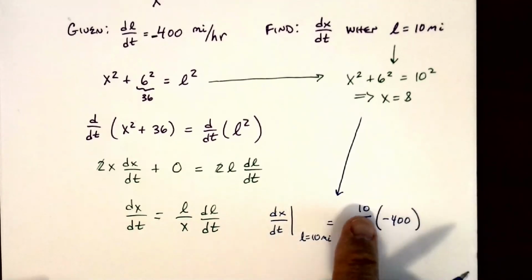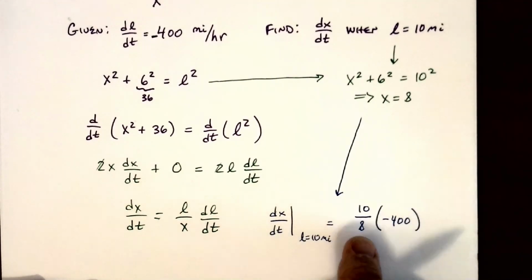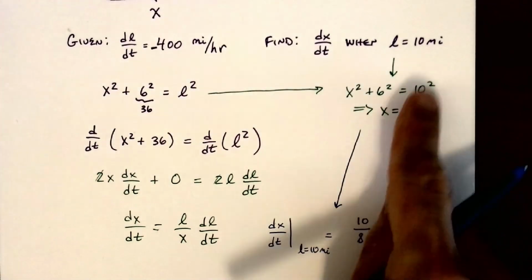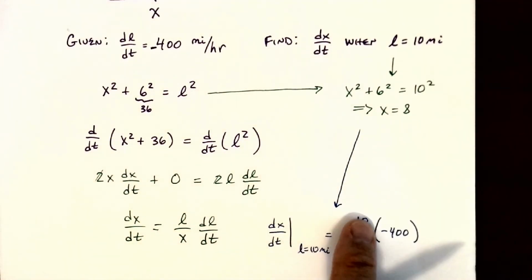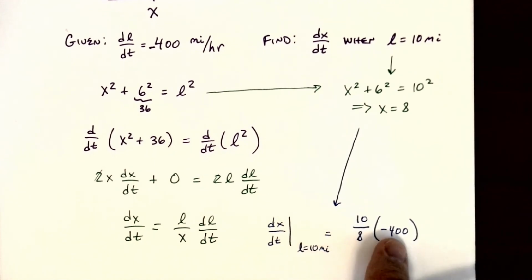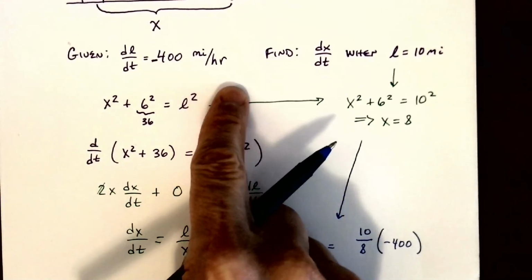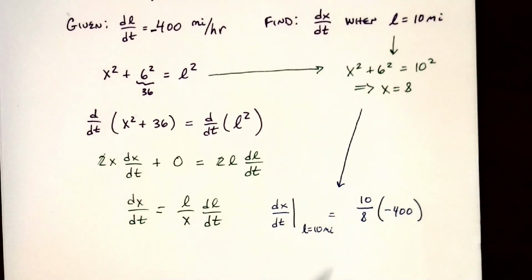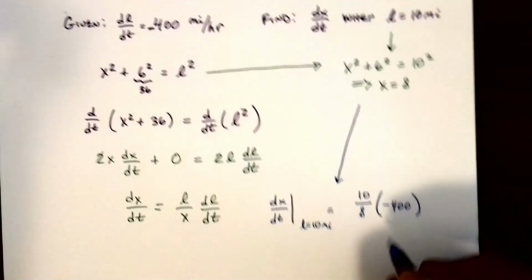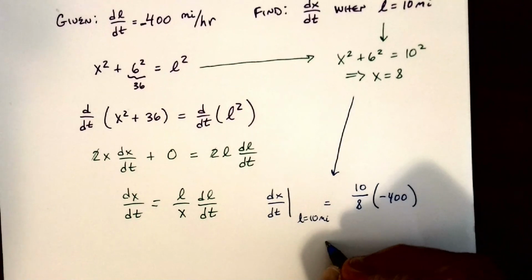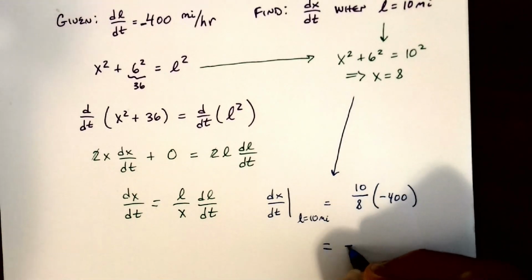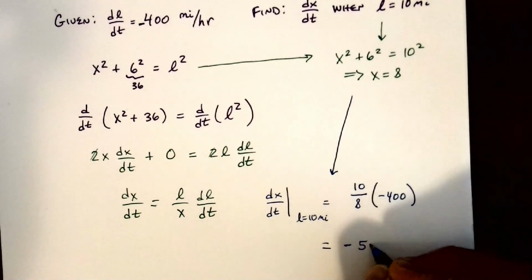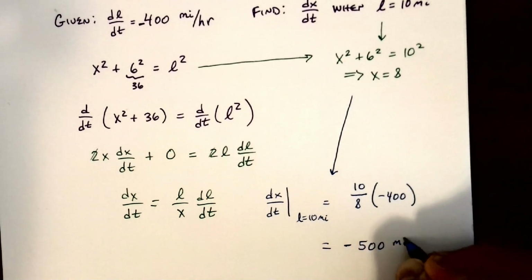Of course, notice the units here. 10 is in miles, right? And x is in miles as well. Miles divided by miles, that's unitless. And this 400 is what? Miles per hour. What are we going to get for the rate of change of x with respect to time? It's going to be in miles per hour. 10/8 times 400 is 500. And notice it's negative, right? Positive times negative. Units miles per hour.